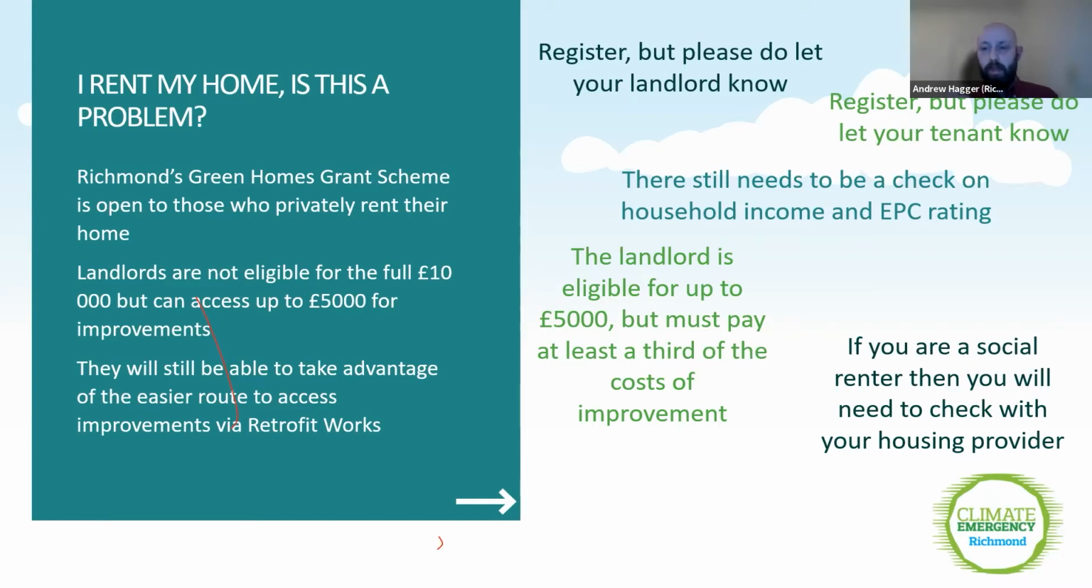So if you rent, then please register, but let your landlord know. And if you're a landlord, register, but let your tenant know, because it needs to be a two-way process here. And there still needs to be checks on the household income and the EPC rating. The landlord's eligible for up to £5,000, but must pay at least a third of the costs of improvement. There are some details on exactly how that works out on our website, where it sets out a table that shows how much improvement, and then how much a landlord would have to pay. So if you've got some queries about that, there's lots of information on the website.